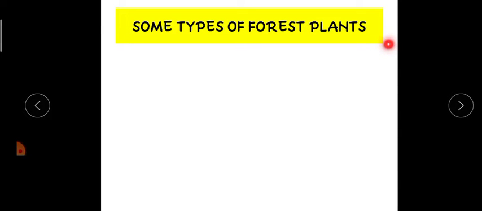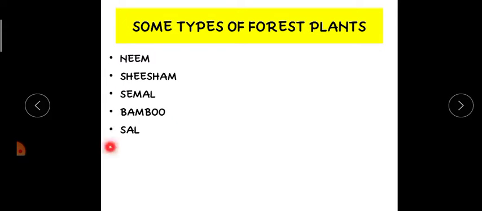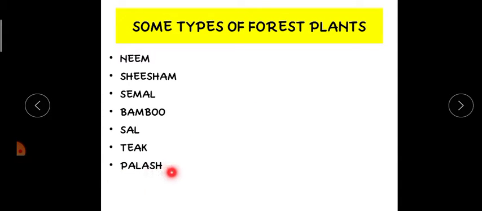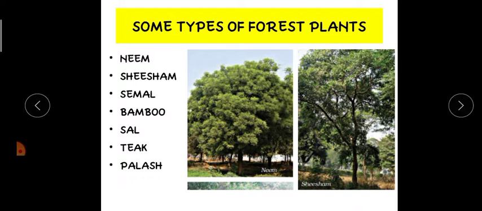Some types of forest plants. Now children, let us discuss the different types of forest plants that we will find in a forest. Number 1 is the neem. Neem is a very common plant, you know it. Neem trees are generally found in forests. Next is sesame, a type of tree which you will also find in the forest. Then simmal, another type of tree found in the forest. Bamboo, sal, teak, palash. These are different types of trees that you will find in the forest.